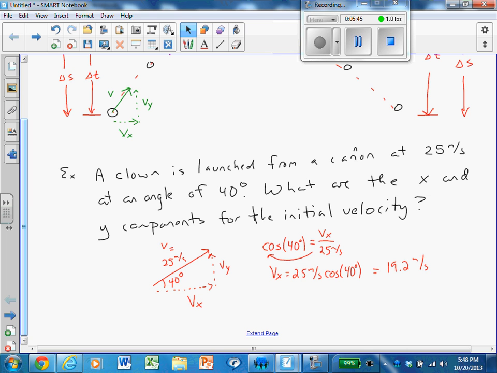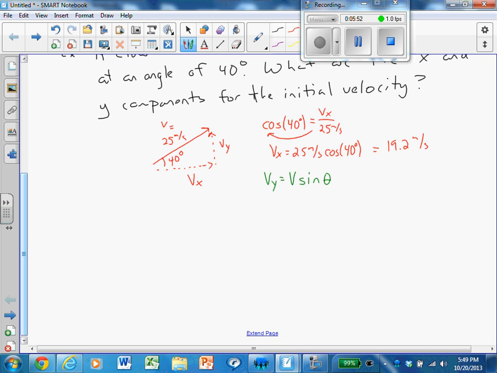In the same way, you could come up with an equation for Vy, which is V sine theta, and that would be 25 meters per second times the sine of 40 degrees, which is 16.1 meters per second for our Vy. So we have a Vy of 16.1 and a Vx component of 19.2.